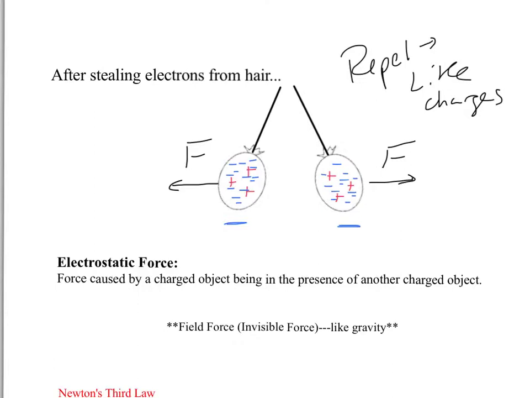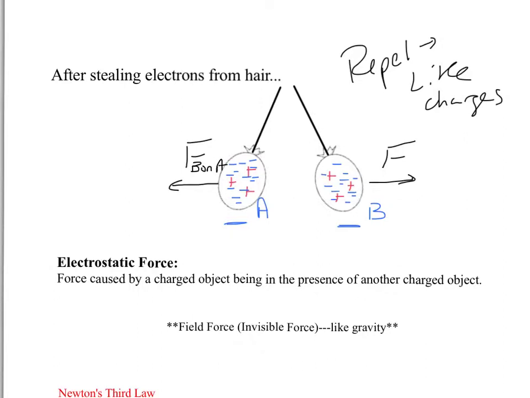So first of all, let's label this balloon on the left A and the other one B. So I know that when it comes to the forces, the force on the balloon on the left, this one, is coming from the charge of B. So this is actually the force of B acting on A.